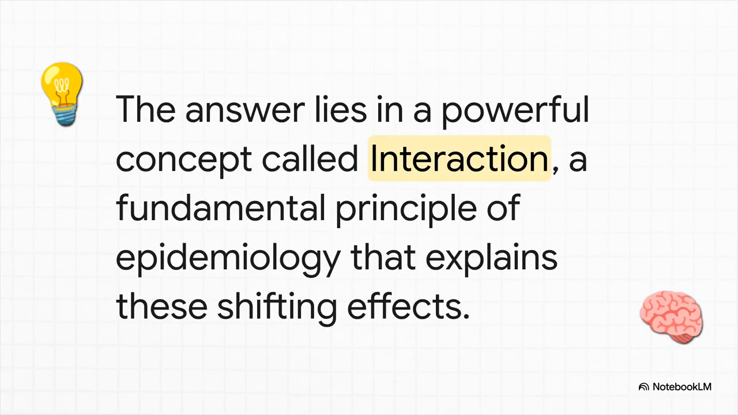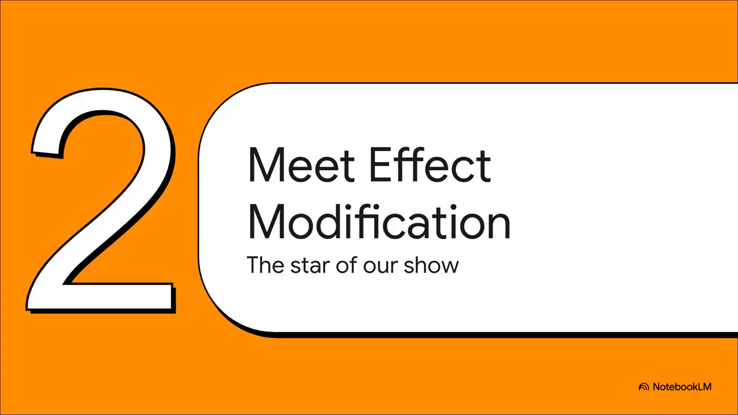And that, right there, brings us to our key term for the day. This whole phenomenon where things change each other's effects, it's called interaction. And it's not random. It's a fundamental principle of epidemiology. Now, just so you know, if you're reading the scientific papers, interaction often goes by another name, effect modification. They're basically two sides of the same coin, so let's properly introduce the star of our show.